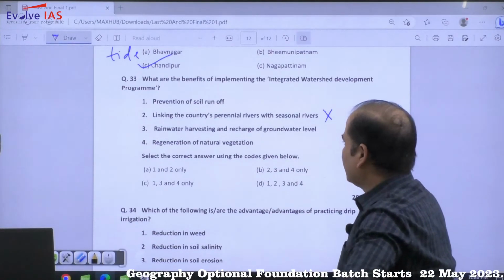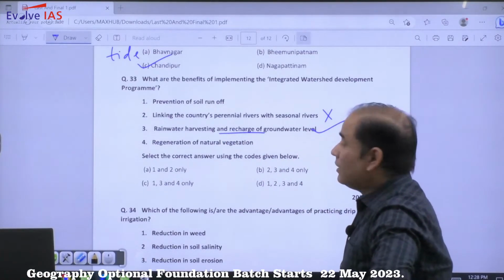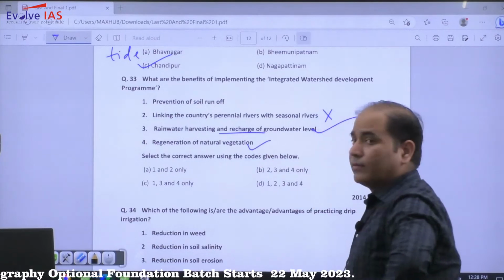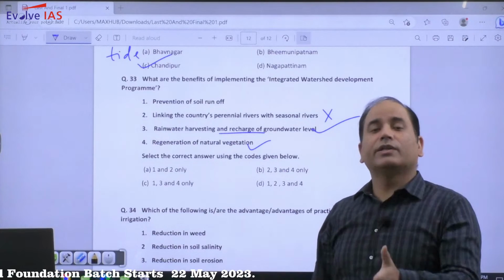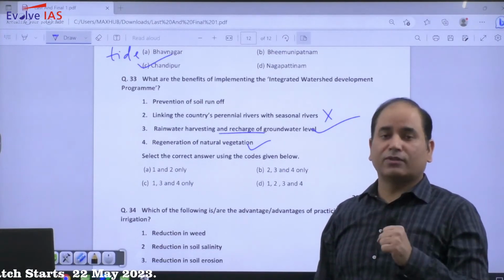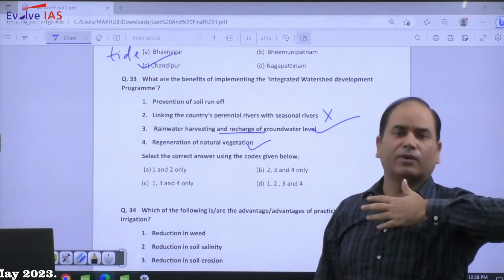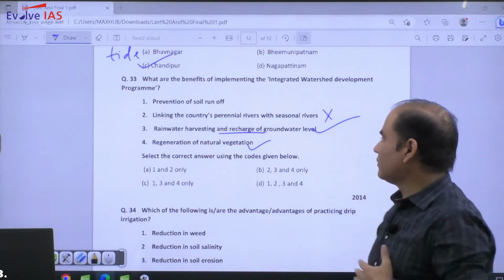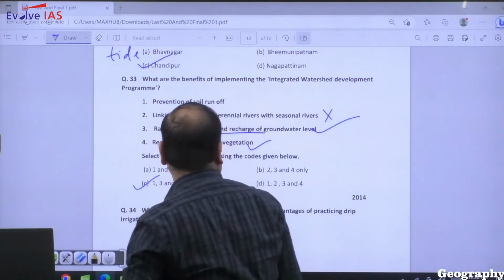But yes, rainwater harvesting and recharge of groundwater level, that is one of the very important aspects. Regeneration of natural vegetation, because regeneration of natural vegetation will increase the percolation of water. That is also a very big aspect, because percolation does not happen if the water is flowing very speedily. So most of the water will run off and there will also be lots of soil erosion. So obviously the answer will be 1, 3 and 4.